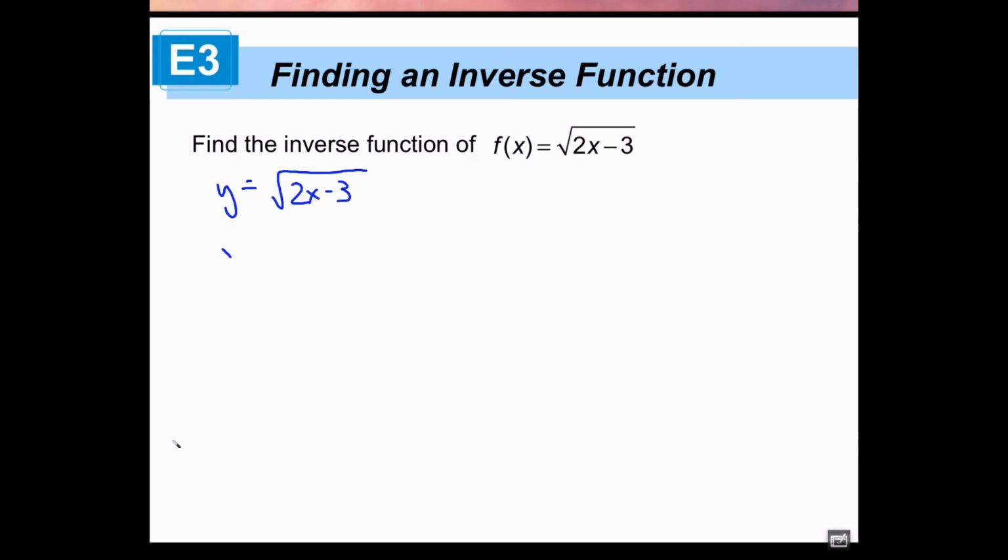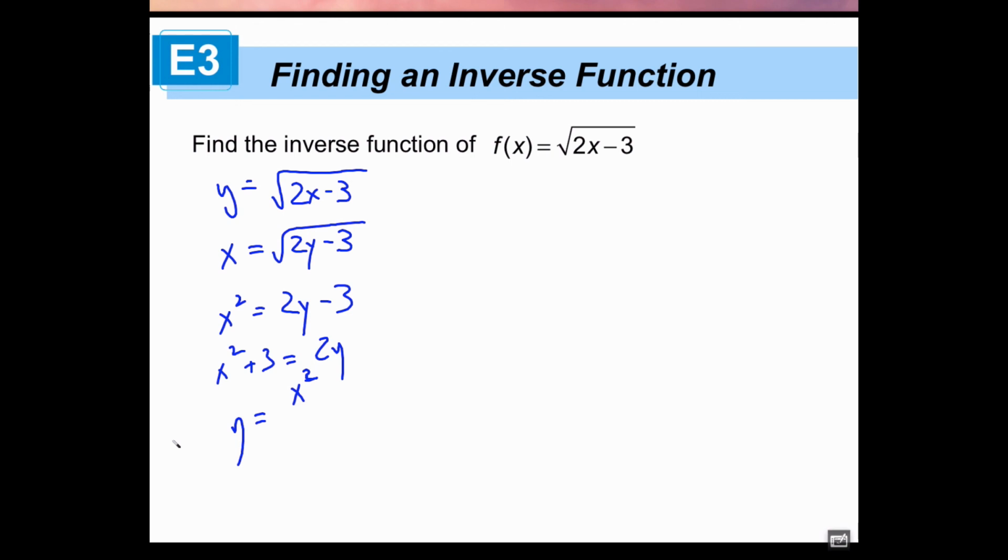Switch the x's and y's, so this becomes x equals the square root of 2y minus 3. How do I solve for y? What's the first step? Square both sides. x squared is equal to 2y minus 3. Then what? Add 3, and divide by 2. And then, as I said, the last thing is you want to use the proper notation. Pretty easy.